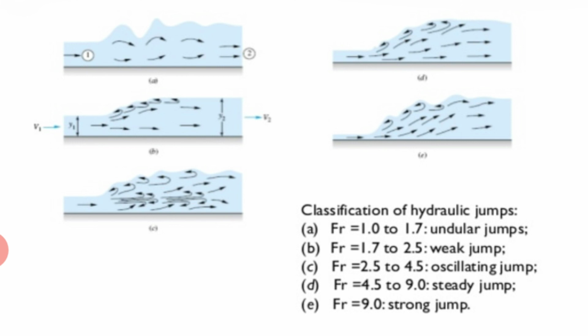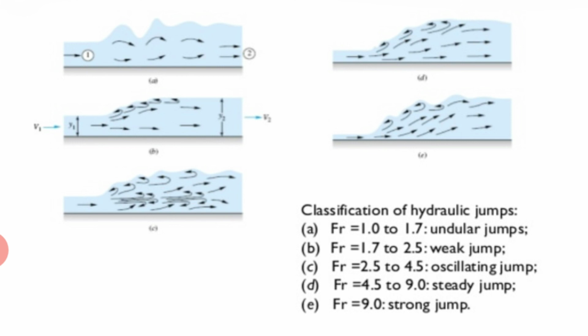And the Froude number is 4.5 to 9. The jump is a steady jump. It is good, and the dissipation of energy will be more, 45 to 70%. And if the Froude number is equal to or greater than 9, then it will be a strong jump, and it is also recommended for the design. These are some classifications of hydraulic jump.